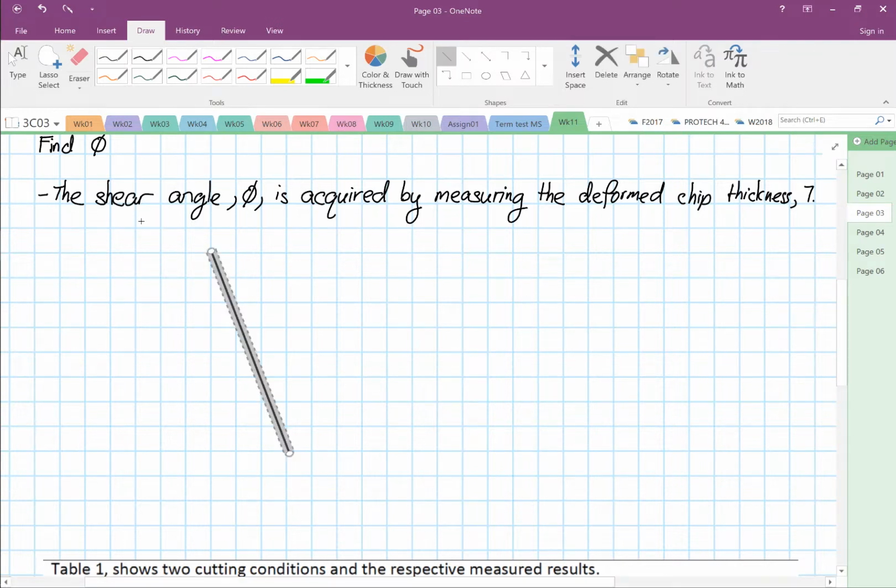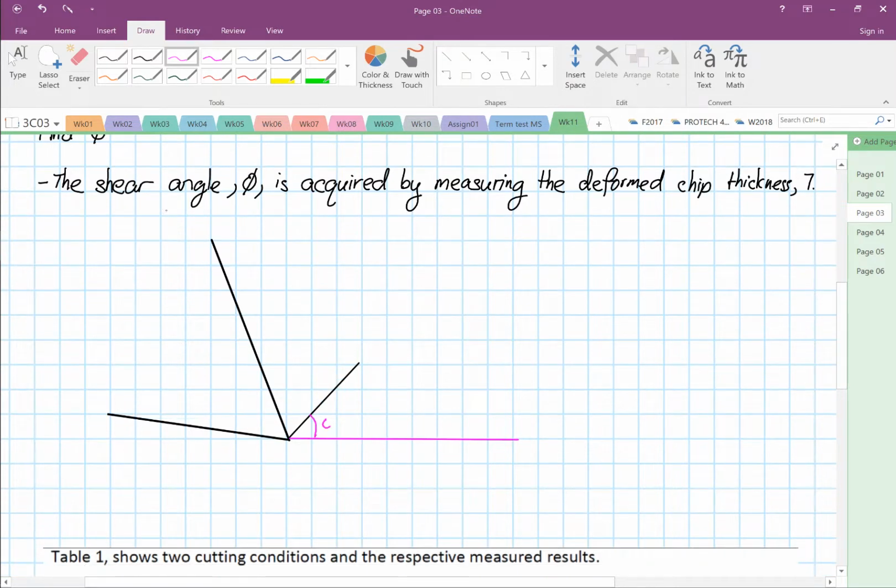Okay, the clearance face. Then we have our shear angle. Okay, so the shear angle, I'm going to make it steeper down here, then it's more obvious. So we have our shear angle, then from here to here, this is our so-called phi, right? And then this will be our big T, sorry, small t.